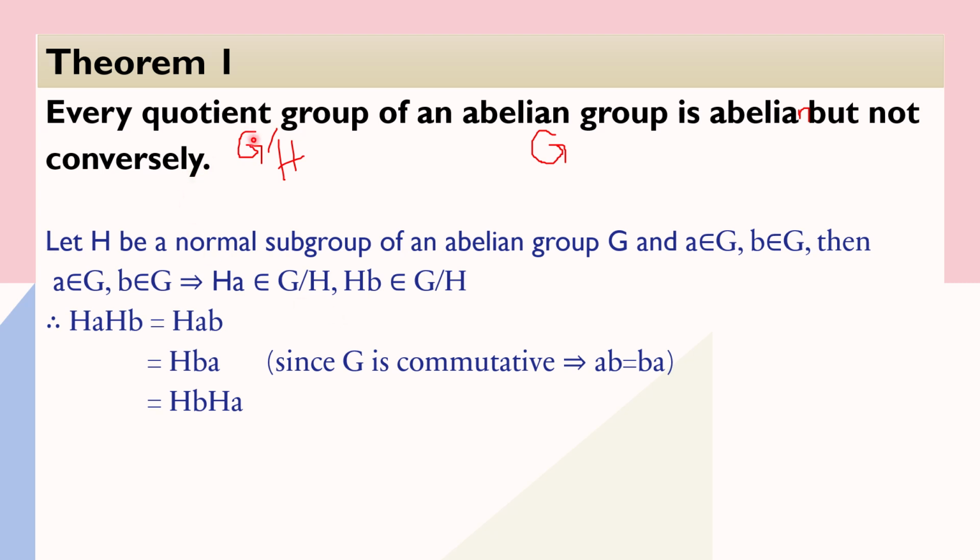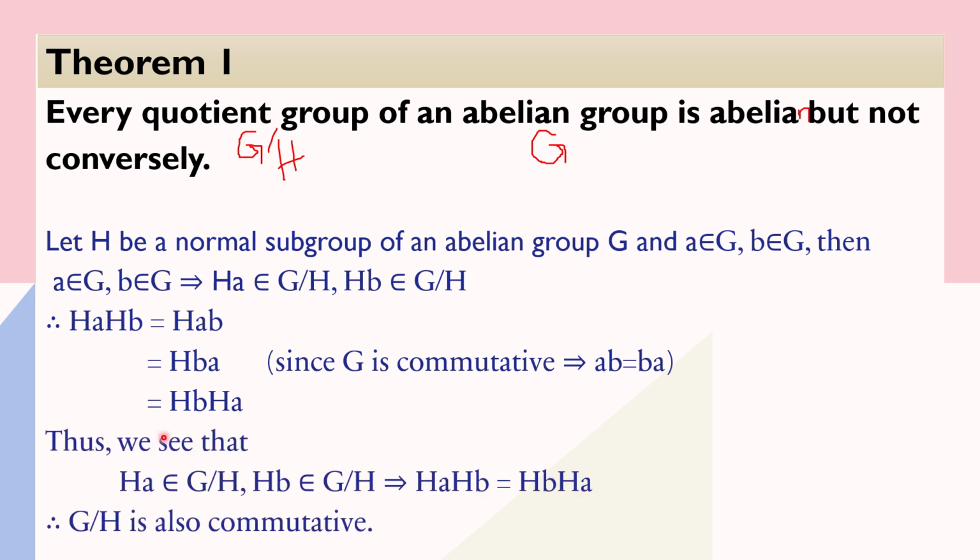Now, since the quotient group is given to us, we can use the definition of the quotient group, which is HAHB is equal to HAB, right? Now, since G is commutative, that is, it's abelian, therefore AB can be written as BA. So HAB can be written as HBA. Since when we had HAB, it was HAHB, so when we have HBA, it will be HBHA, right? Therefore HAHB is equal to HBHA. So what does it mean? This is one element of the quotient group, another element of the quotient group. When multiplied in this direction or in the opposite direction, it's the same thing. Therefore both of them are equal, so we can say that the commutative property is true.